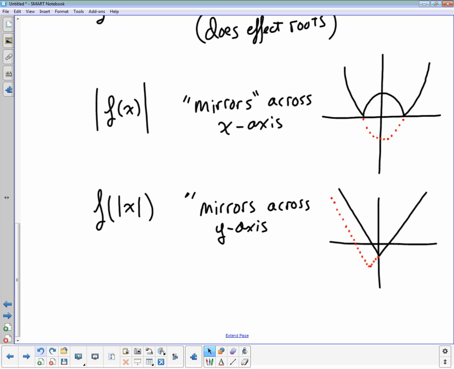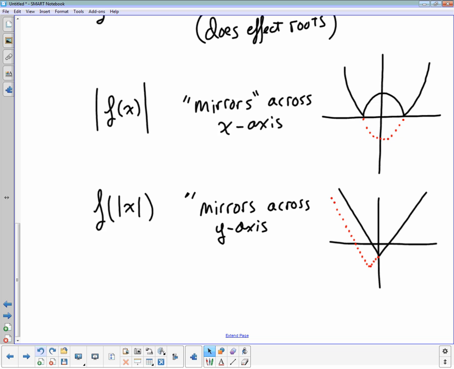So this one, instead of flipping over the x-axis, mirroring over the x-axis, it mirrors over the y-axis. Whatever's happening on the right-hand side of the y-axis is what happens on the left-hand side of the y-axis. It effectively, and we see this happen.